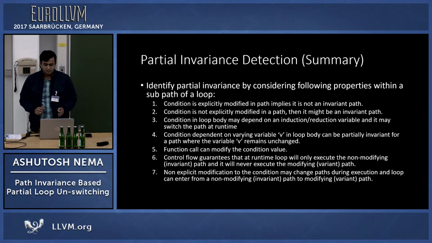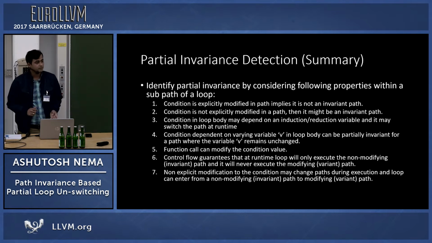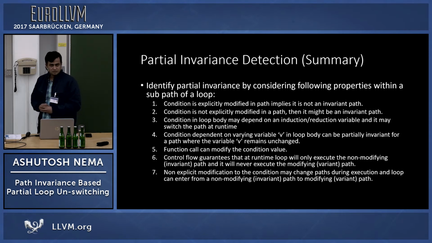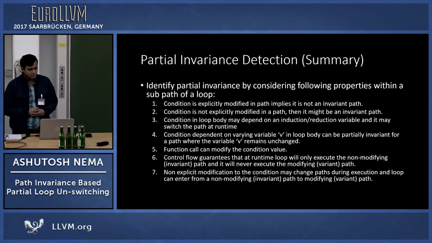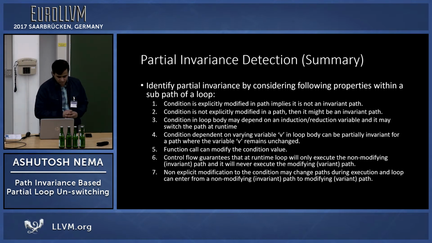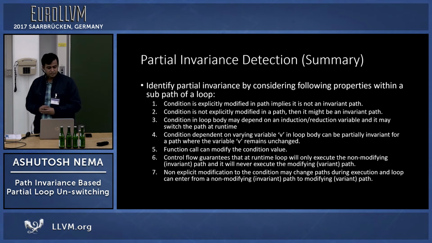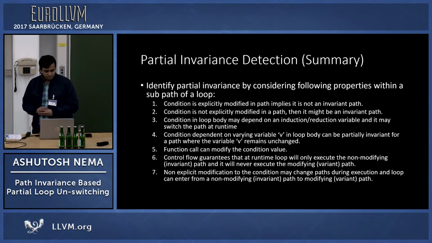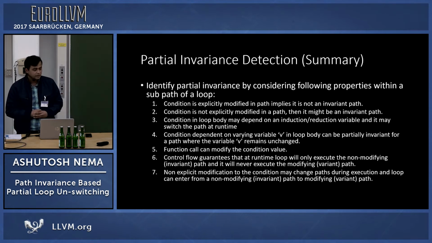So I'll summarize. These are the few key things for partial invariant detection. As I said earlier, we have applied the classical invariant detection techniques, so I just listed down the few key things. If the condition is explicitly modified in a path, it is not an invariant path. If the condition is not explicitly modified in a path, then it might be an invariant path. The condition in the loop body may depend on an induction or reduction variable, and it may change and switch the path at runtime. A condition dependent on a varying variable v in the loop body can be partially invariant for a path where v remains unchanged.